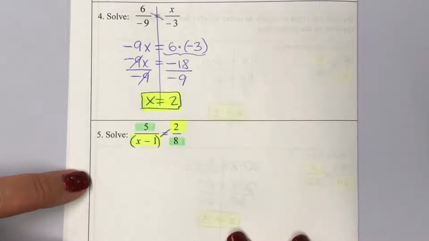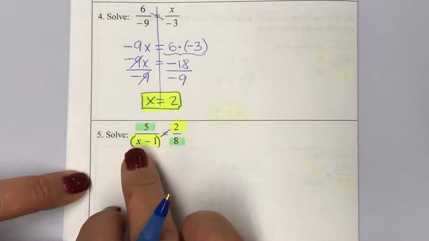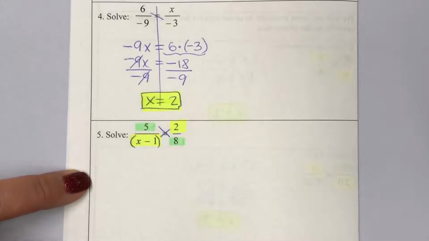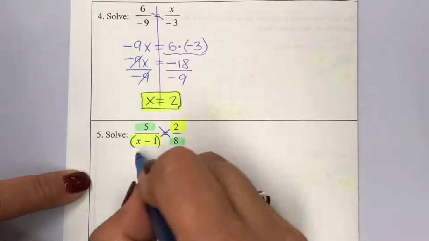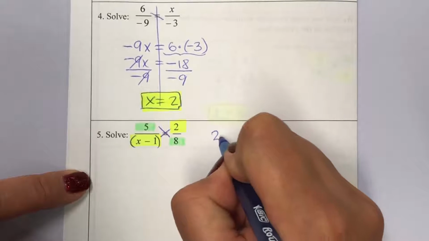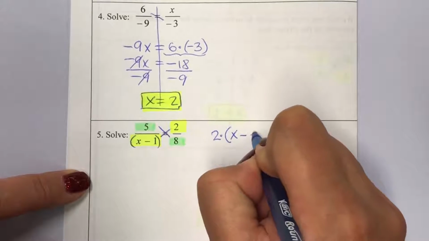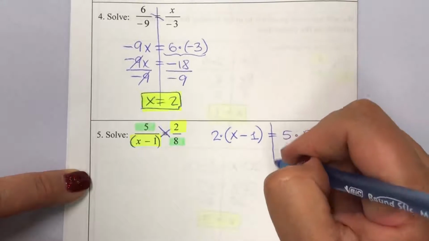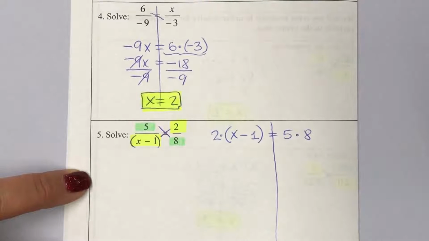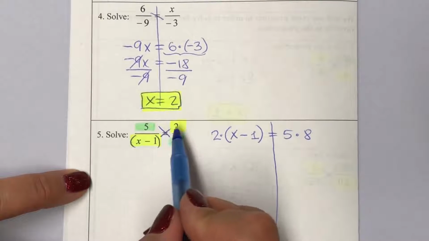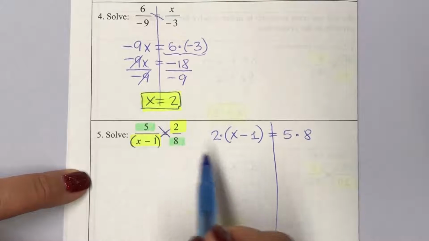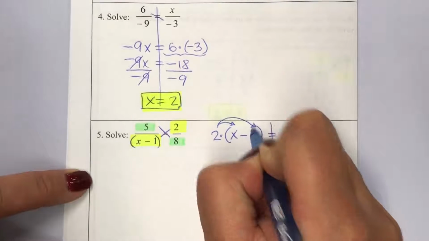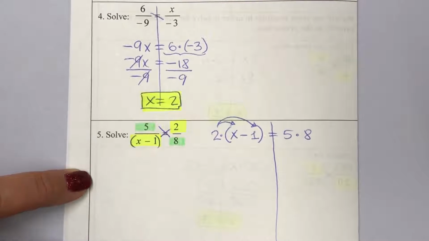So when I multiply 2 times x minus 1, I have to include the expression in parentheses. And on the other side, 5 will be multiplied by 8. So to create this equation, I have to multiply 2 with the expression x minus 1, and 5 times 8 on the other side. In the proportion, the cross products are equal, and if it's a product of an expression and a number, you must put it in parentheses, because when we multiply, we have to multiply both terms, which is called distributive property.